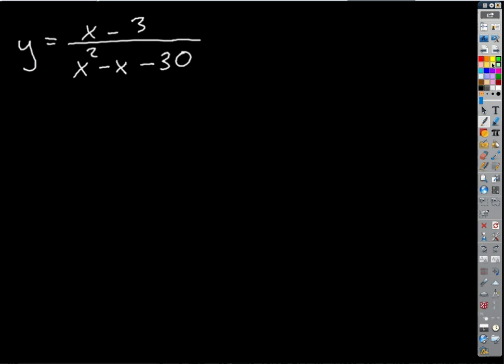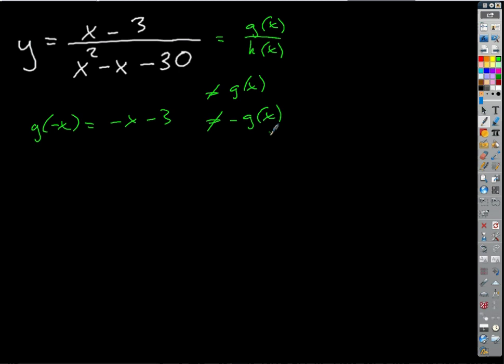So if we take, let's just let the top, okay? So g of negative x equals negative x minus 3, right? That is not equal to g of x, and it's not equal to negative g of x. Done. Game over already, right? Because both the top and the bottom would have to have some kind of consistent symmetry for this thing to be even or odd. Okay, the bottom, but I can tell that without even doing any math.